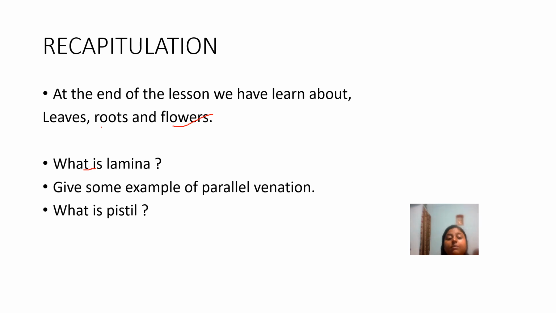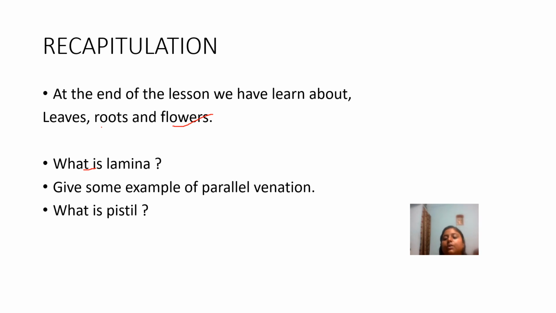The second one is, give some examples of parallel venation. There are a lot of examples like maize, banana, grass. These are examples of parallel venation. Can anyone give me some examples of reticulate venation? Peepal, rose. These leaves are examples of reticulate venation. Okay students, what is the pistil? Pistil is the female reproductive part.